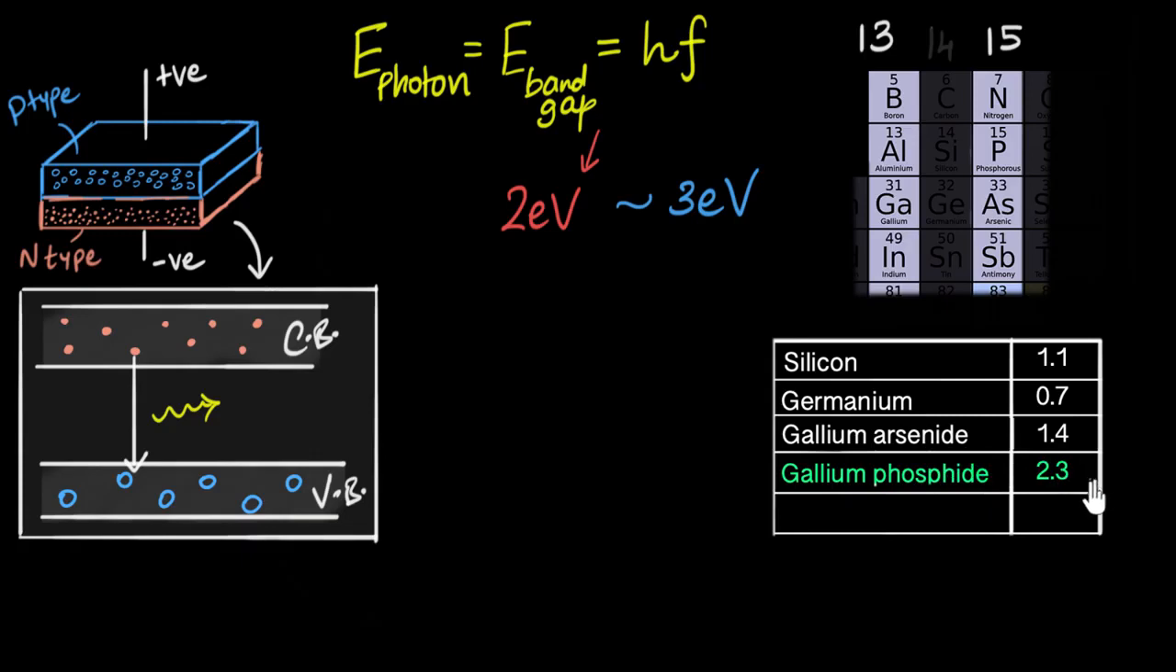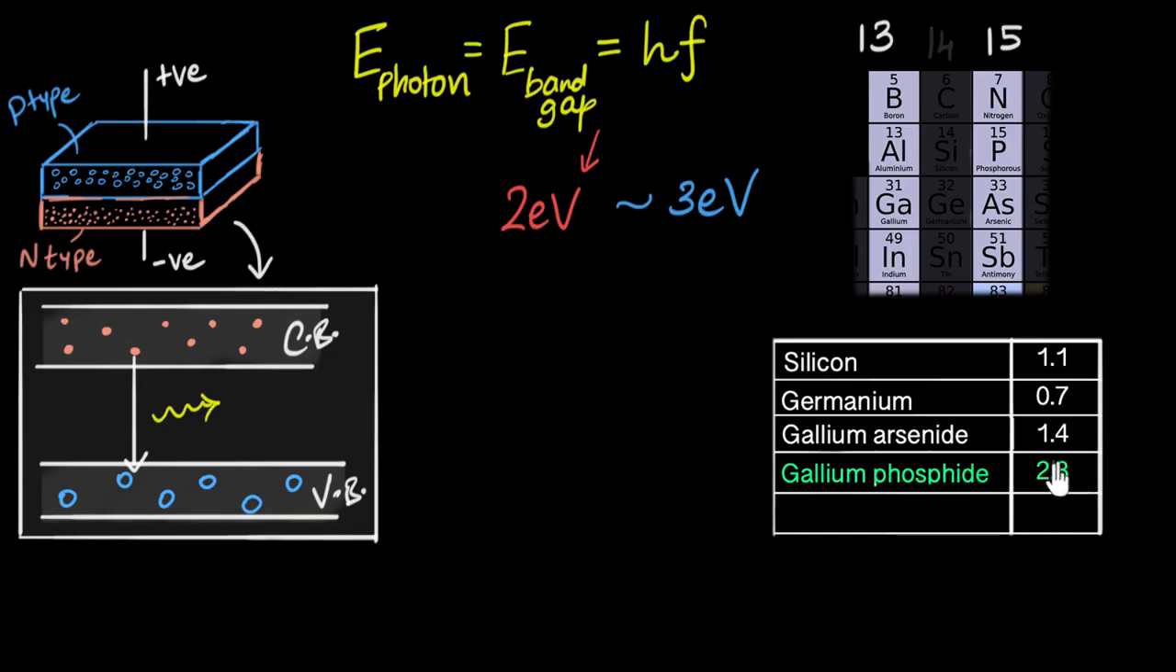But what's more interesting is that people found out that you can now mix these two to make another compound, an alloy, and depending upon in what proportion you mix it, you can get a band gap anywhere between 1.4 and 2.3.